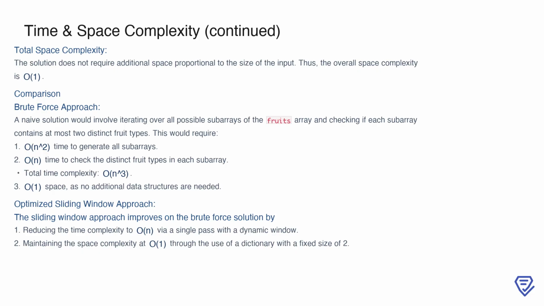The sliding window approach, in contrast, optimizes the time complexity to O(n) by dynamically adjusting the window size during a single traversal of the array. It also maintains the space complexity at O(1) by using a dictionary that holds only 2 entries at any given time. This makes the sliding window approach exponentially more efficient for large inputs.